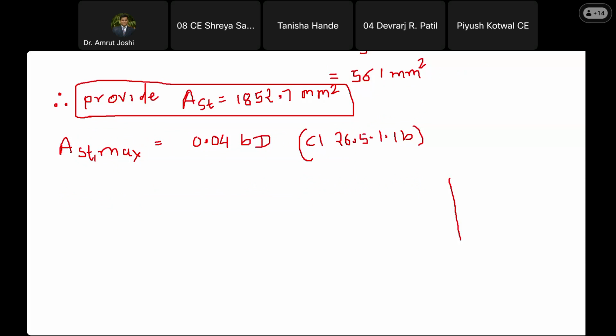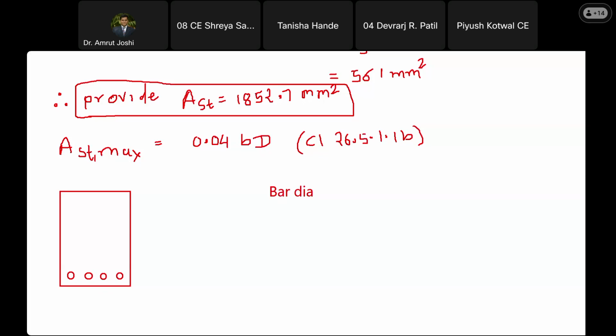So let me draw a sketch here. So this is a cross section of a beam, and in this cross section, we are going to provide the bars like this, 1, 2, 3, 4 on tension side. Happy? Yes, sir. The question is whether one layer is sufficient. I should go for two layers. What should it be? So for that, I'm going to give you a table as a reference, which gives you the bar diameter and area of one bar in mm square.